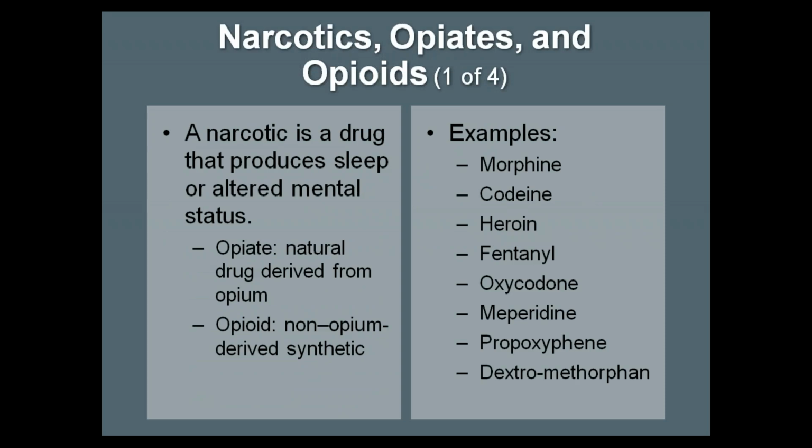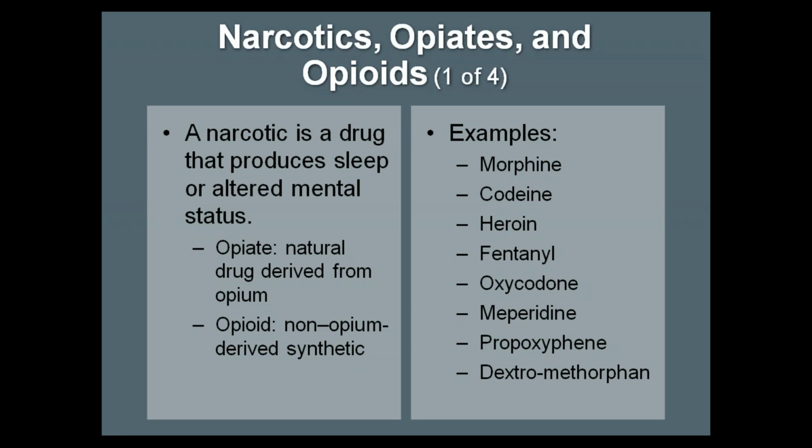Narcotics, opiates, and opioids. A narcotic is a drug that produces sleep or altered mental status. Opiate is a natural drug derived from opium, and opioid is a non-opium derived synthetic. So examples: morphine, codeine, heroin, fentanyl, oxycodone, meperidine, and then the other two that I'm not going to pronounce. Those are just examples. There's plenty of them out there.